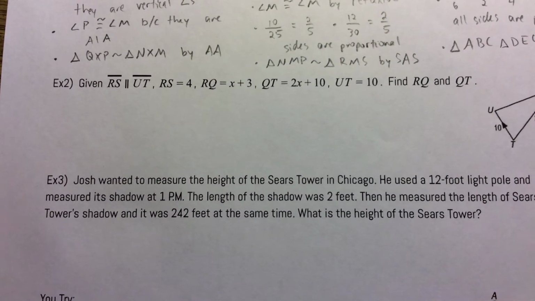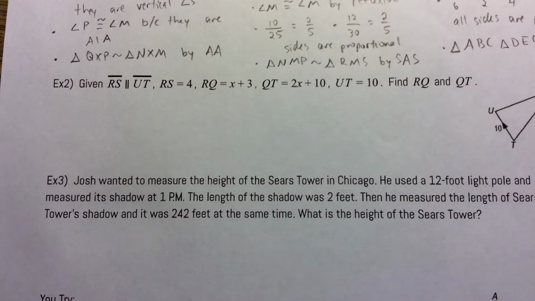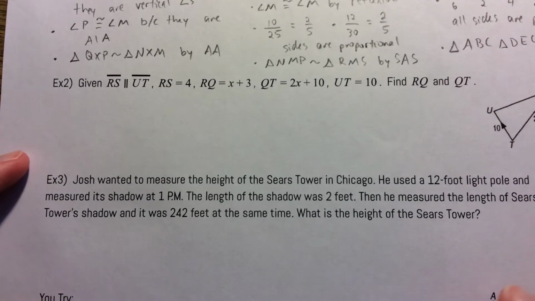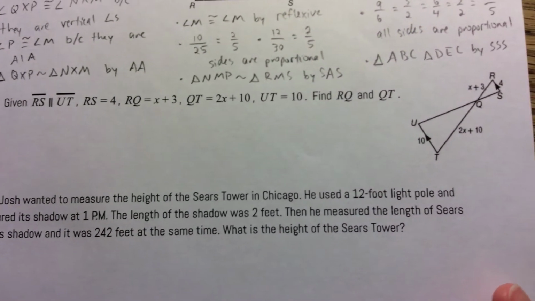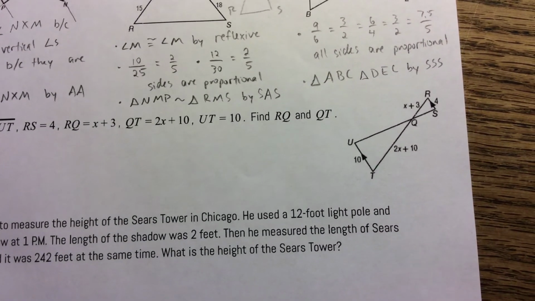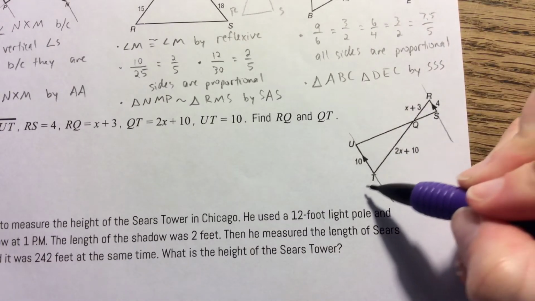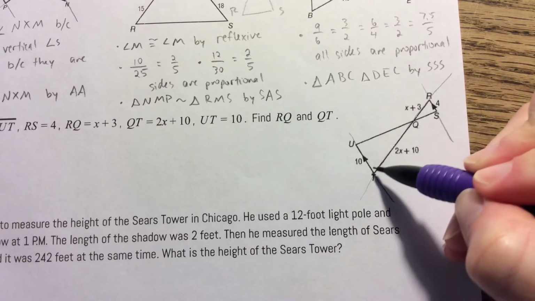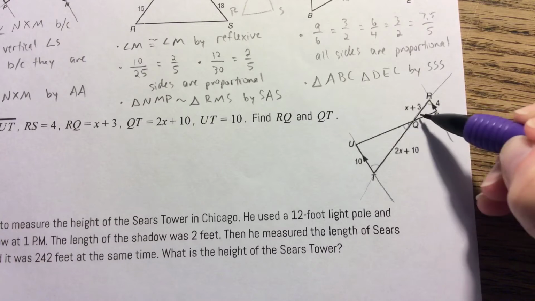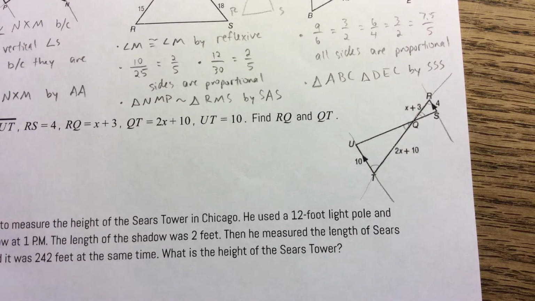Okay, example 2. We have some information here along with the diagram that goes with it, and it's telling us that those sides are parallel to each other. So we know that these would have to be similar triangles then, because if these are parallel, I have alternate interior angles and I have vertical angles. So these have to be similar to each other.